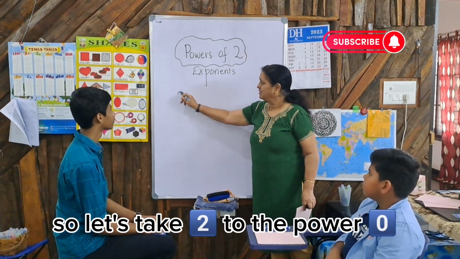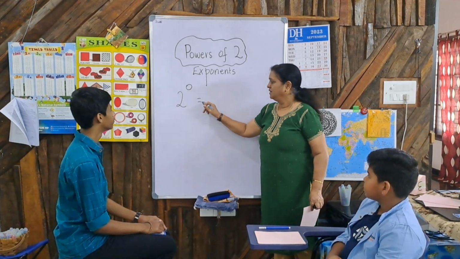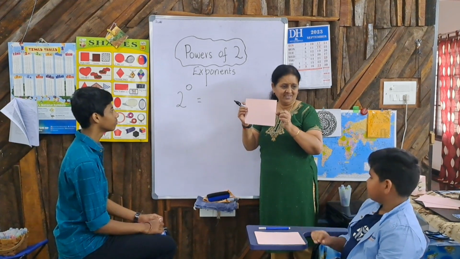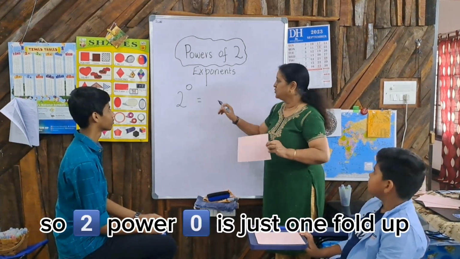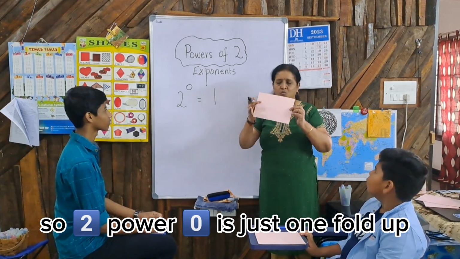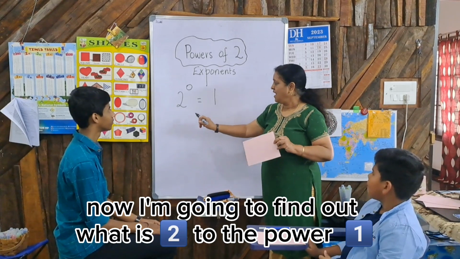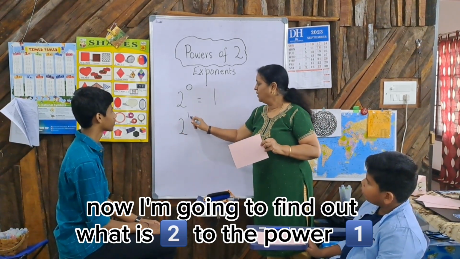So let's take 2 to the power 0. Now 2 to the power 0 means I have a piece of paper. There's nothing, it's just one piece of paper, right? So 2 power 0 is just one whole part. Is that okay? Now, I'm going to find out what is 2 to the power 1.